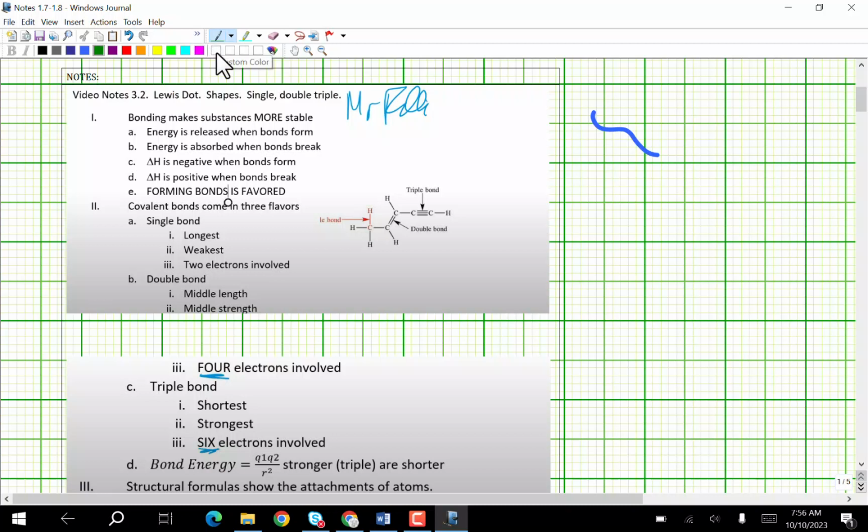Okay, so this one is a 3D tough-thinking one, so let's get ready for that. All right, so 3.2: shapes, single bonds, double bonds, triple bonds, Lewis dot.